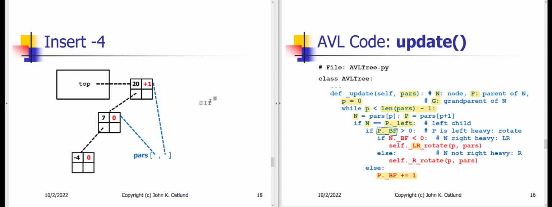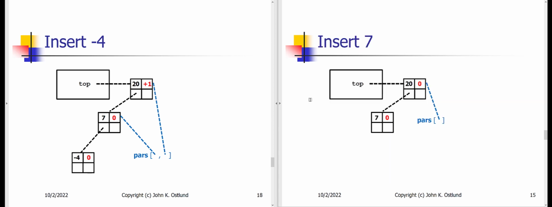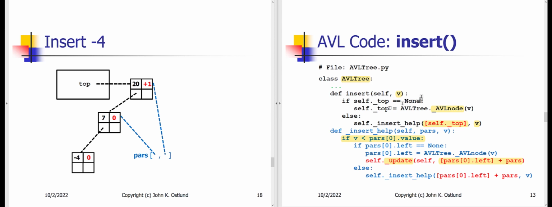Now we're going to insert -4, and let's see what happens with our insert function. Okay, so now we're going to insert -4. We call insert with -4. Self.top is not none, so we're going to call self.insert_help with top as the original parent list and -4.